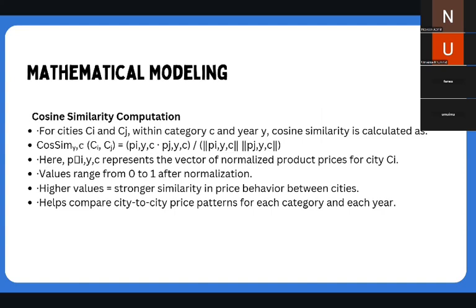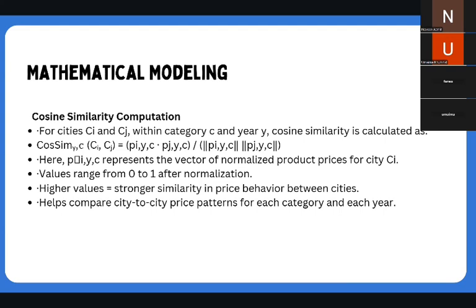Speaking of cosine similarity, this is the core mathematical tool we used. If the angle is small, the vectors are very similar. In our case, that means two cities had very similar price movement patterns throughout the year. After normalization, the values lie between 0 and 1, where 1 means extremely similar.